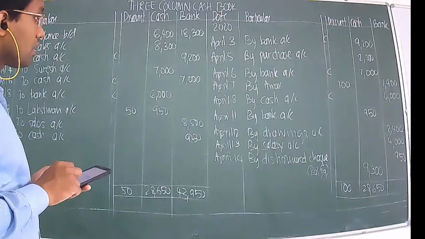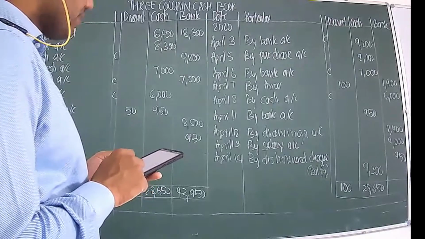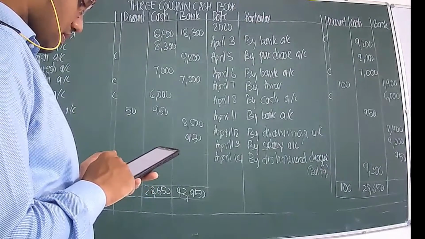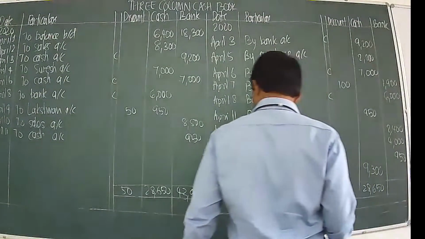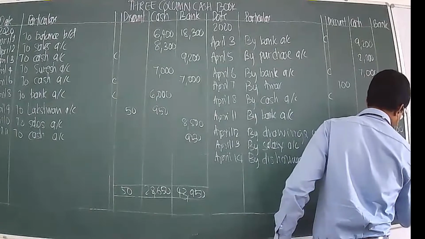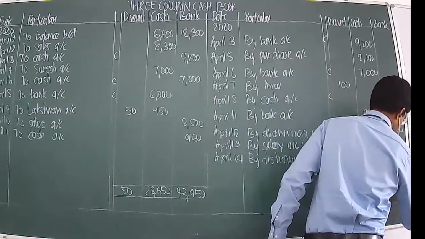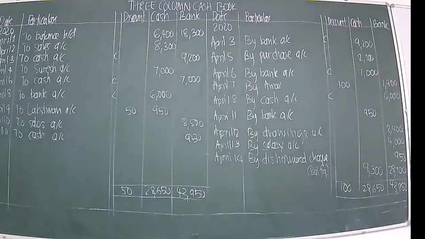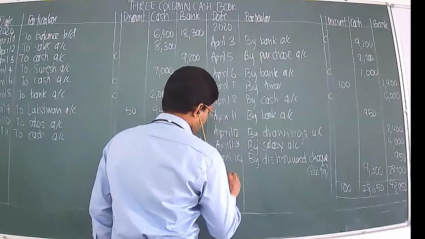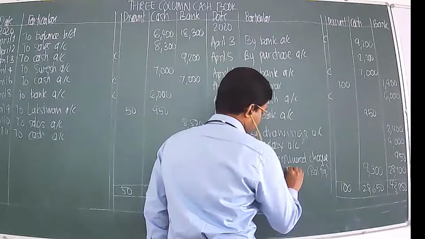Plus 950, the last amount, the 950, isn't it? That's right, sir. It's 28,700, sir. 43,950 minus 15,250. Is it correct, sir? The bank column. Yes, sir, correct. Okay, thank you, sir.